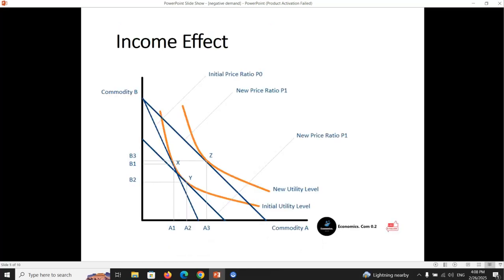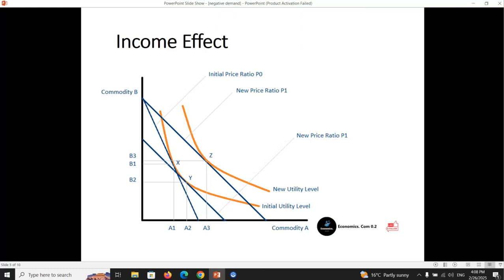The income effect is an important concept in economics that explains why a change in price affects consumer purchasing power and demand. This is one of the most frequently asked topics in exams because it helps us understand why demand increases when prices drop and decreases when prices rise.